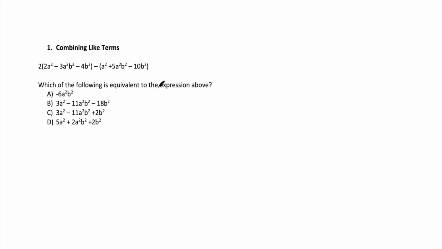So what do we have? 2 into 2a squared becomes 4a squared minus, just multiplying 2 with all these expressions, minus 6a squared b squared minus 8b squared minus, I'll use a red color for this bracket, minus a squared. Be careful with the negative sign now. So minus is being multiplied, so all the signs inside this bracket will change. Minus a squared minus 5a squared b squared plus 10b squared.